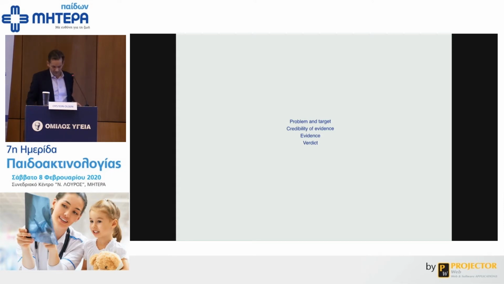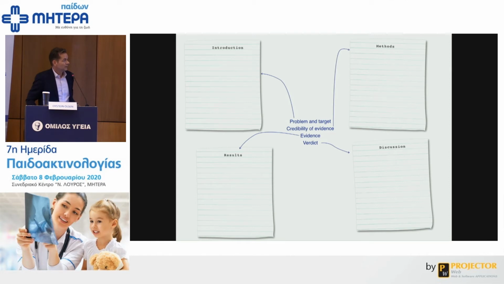Think about that. What's the problem? What do you want to do? How do you prove that your results are credible? What are your results? And what does it mean? That's it. I don't want to know anything else. And they go in different bits. Something goes in introduction, problem target. Why bother? What's the point? Why do you want me to read it?